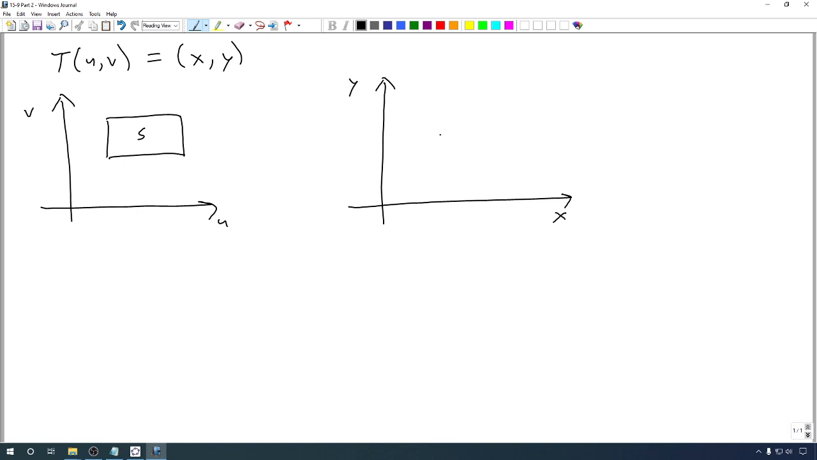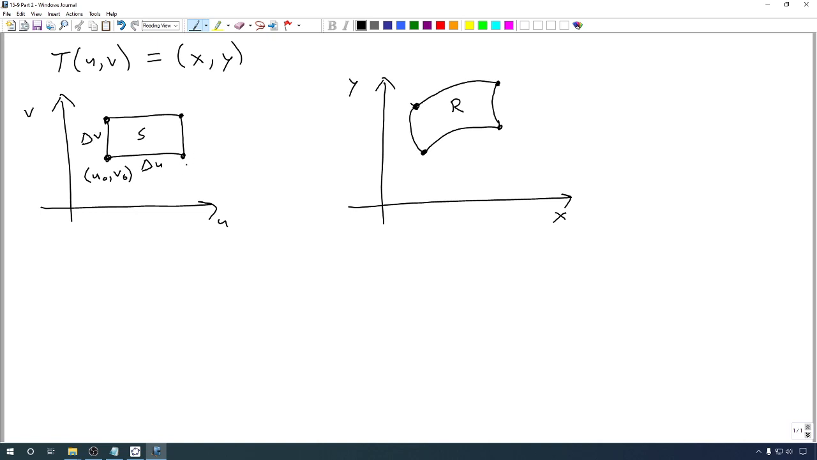So S here changes into some region that we call R. So this point here corresponds to this point here. This point here corresponds to this point here, and so on and so forth. I'm going to go ahead and name this point that we have here. I'm going to call this u0, v0. This side over here is going to have a length of delta u. This side over here is going to have a length of delta v.